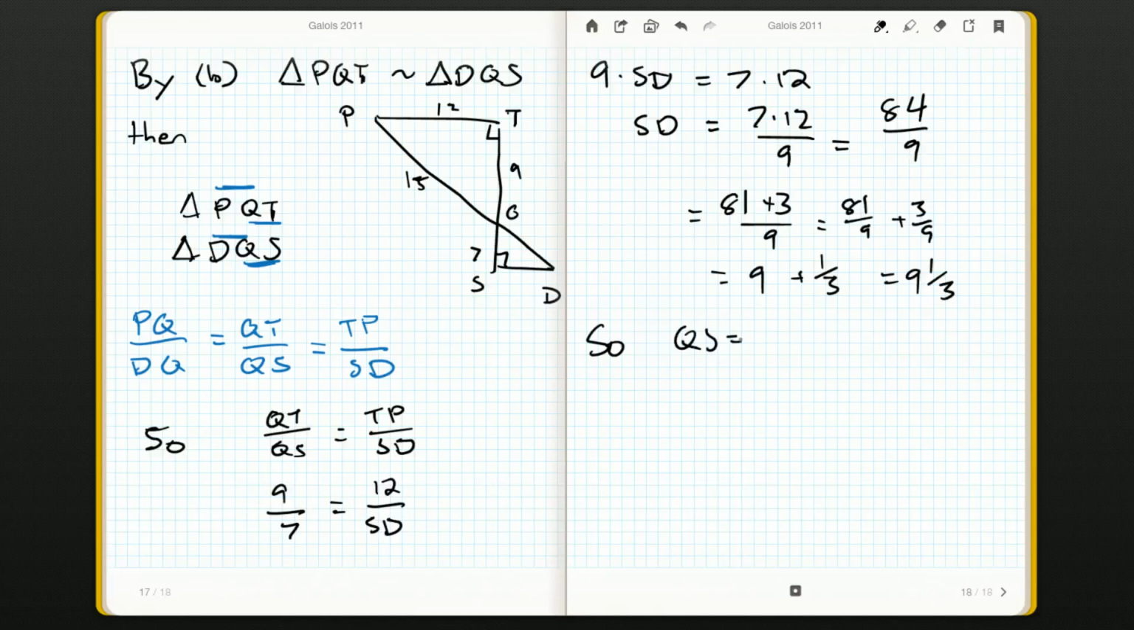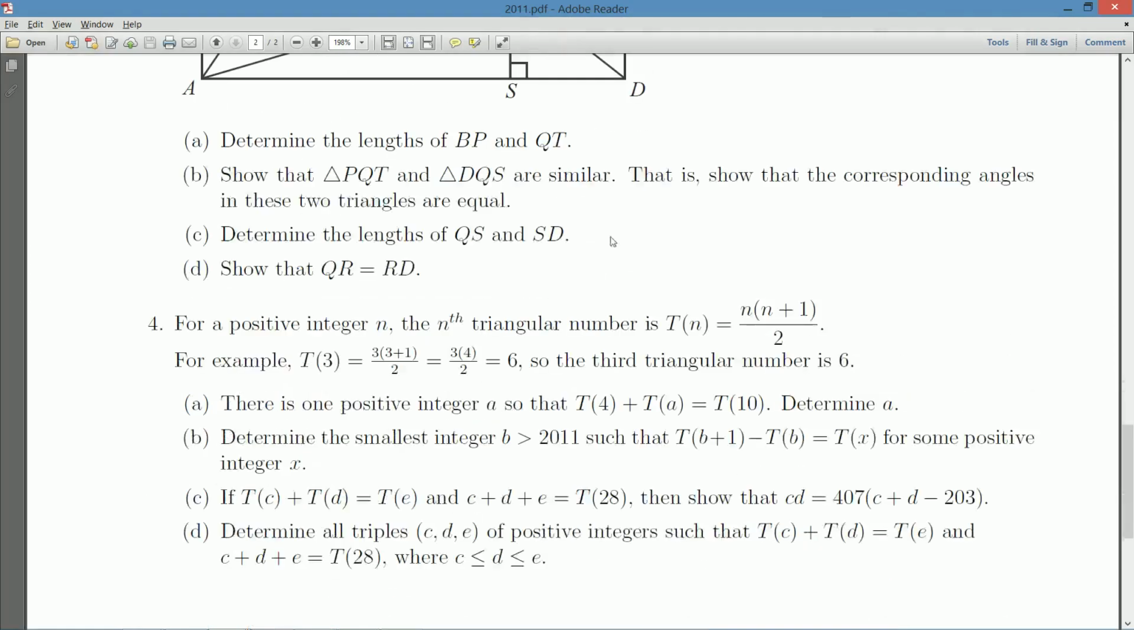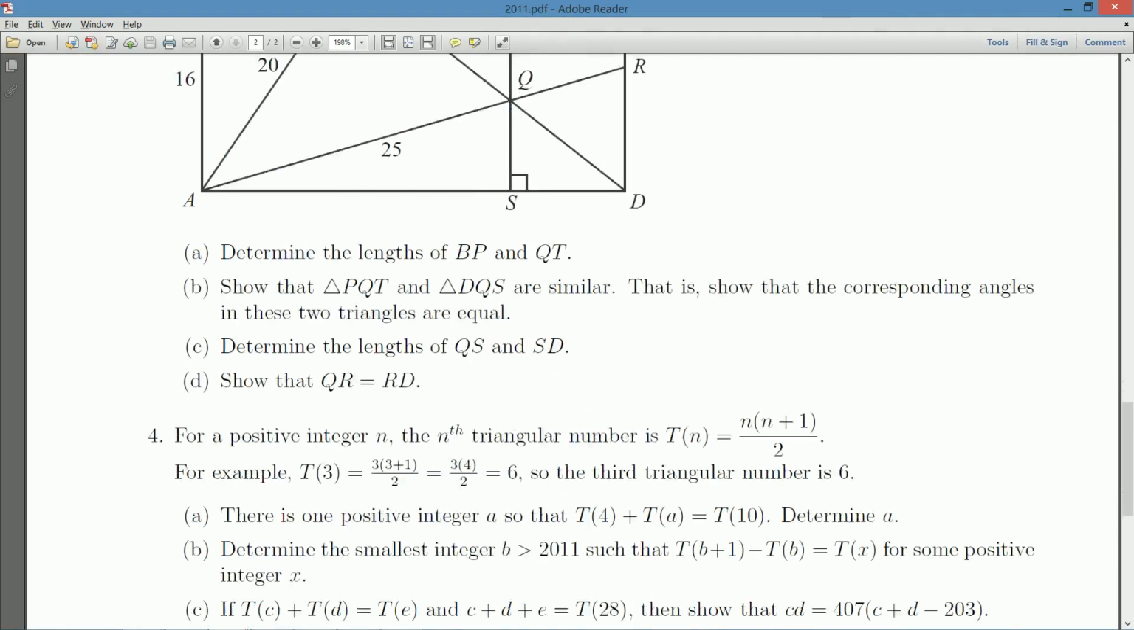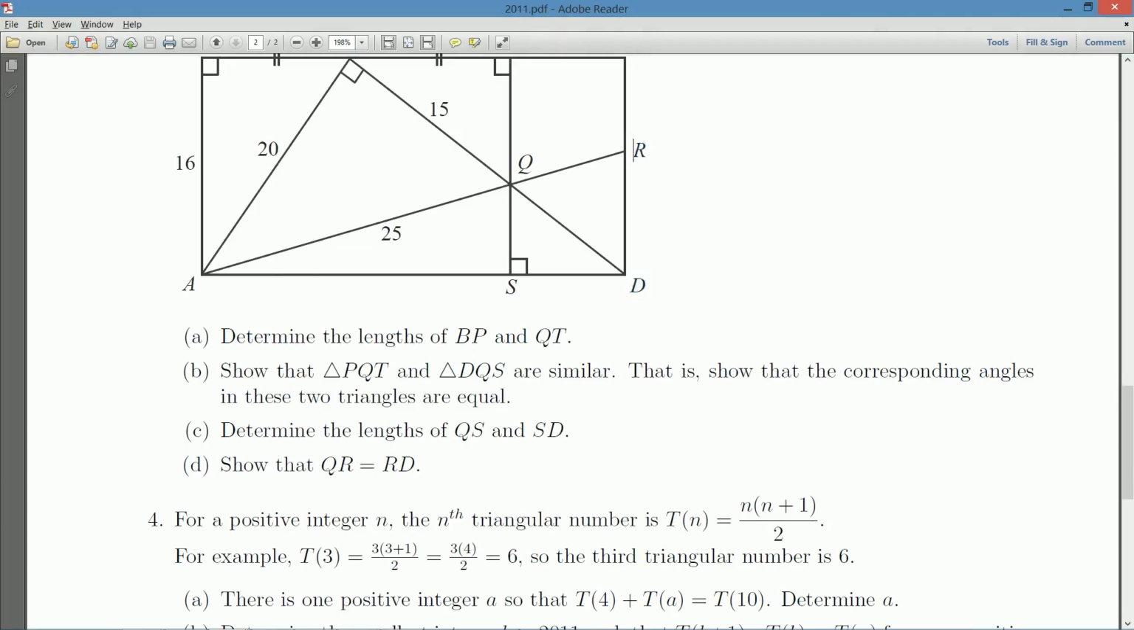So we wanted QS, which is 7, and we could have figured that out 2 ways. And SD, which is 9 and 1/3. And guessing based on the structure of this question, we'll probably need these values for D part, but we're going to see that. So we got C, that's fine. Now we need to show QR is equal to RD. So we can either outright calculate them.